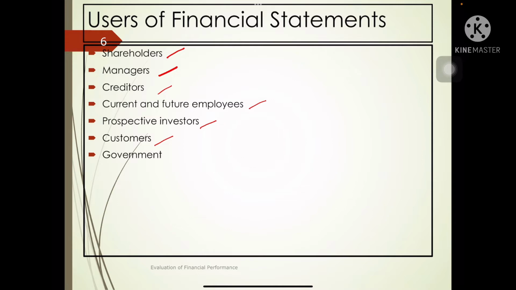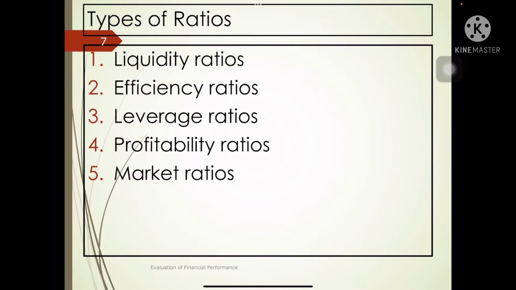Customers have to see whether the company is established or not, and also the government is very interested for tax purposes. All right, so basically we are going to know the various types of ratios, so we have to concentrate on 5. The first one is liquidity, efficiency, leverage, profitability, and market ratios.